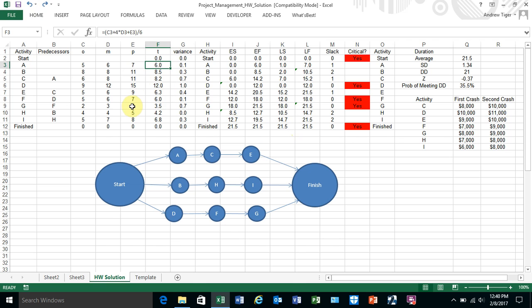But if I go to activity D and shorten it, I'm going to shorten it from 12. I'm going to shorten it by 1. Look what happens to the critical path. It went down by 1.